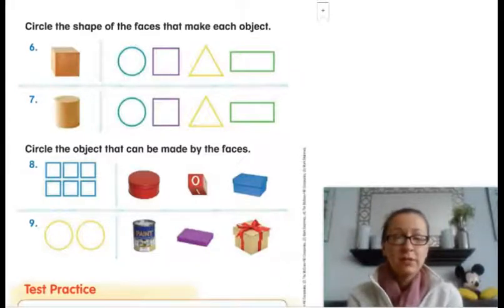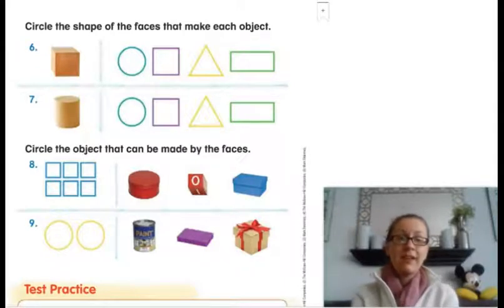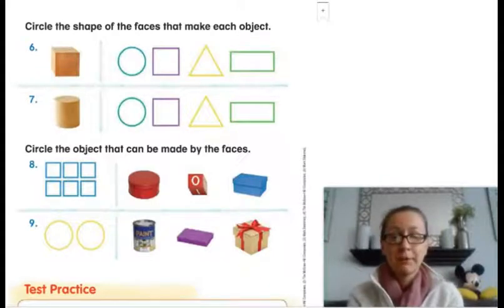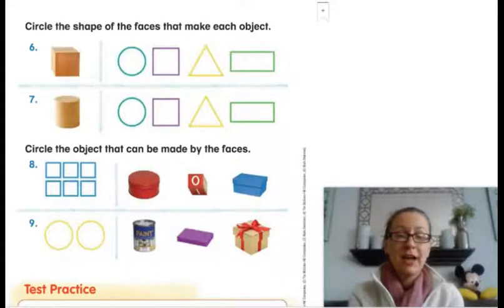Here are your directions for number 8 and number 9. Circle the object that can be made by the faces. So here they have pulled these 3D shapes apart and they are showing you all of the faces that make up this 3D shape. So number 8, we have 6 faces and they all are in the shape of a square. So you can circle the object that matches these faces.